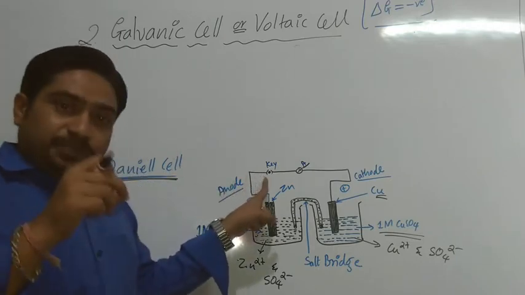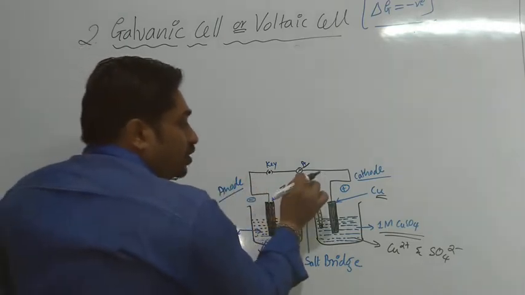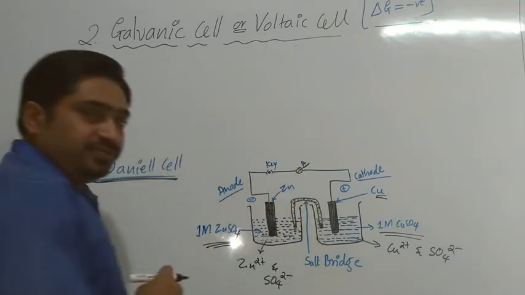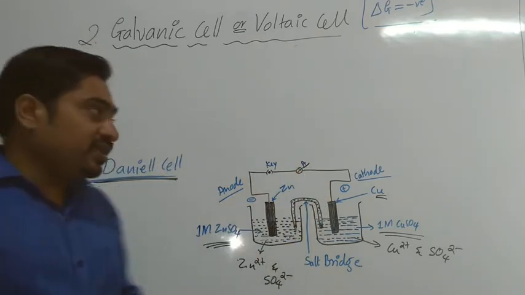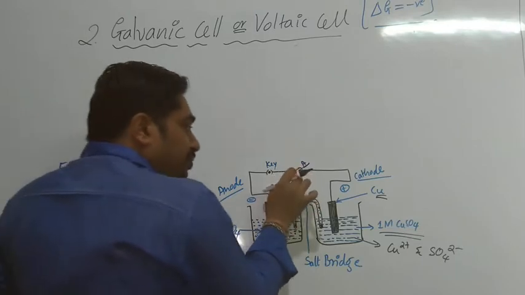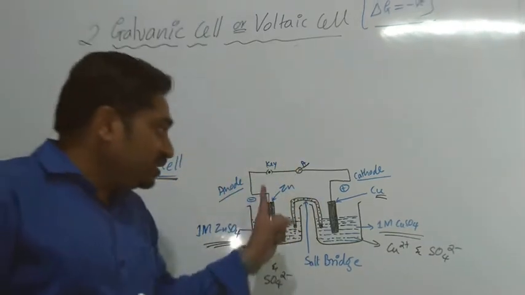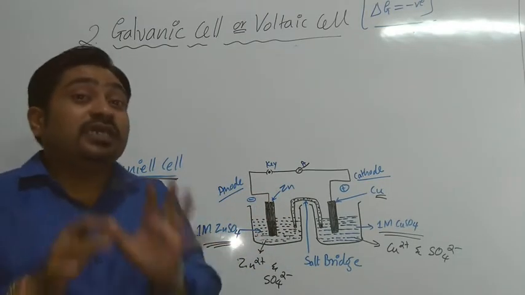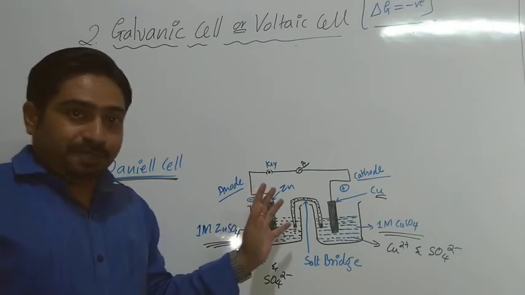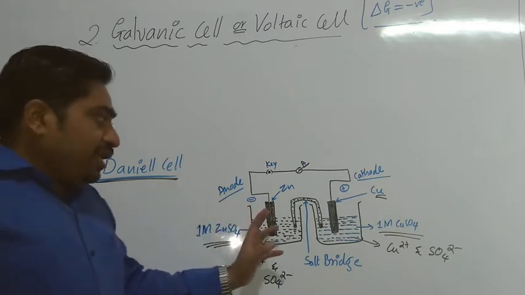As soon as the key is placed, we can observe some deflection in the ammeter. This deflection indicates the presence of electric current, which means there is a flow of electric current in the circuit. So in this cell, what happens?